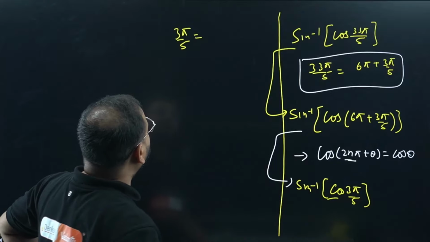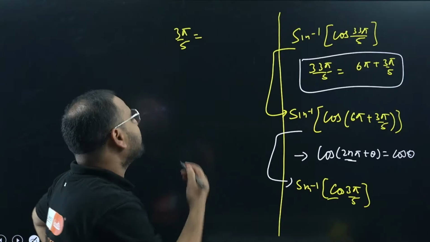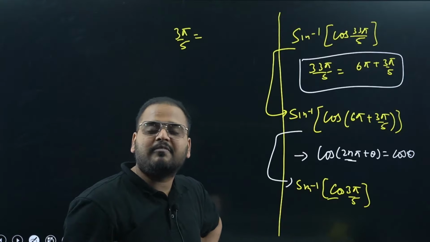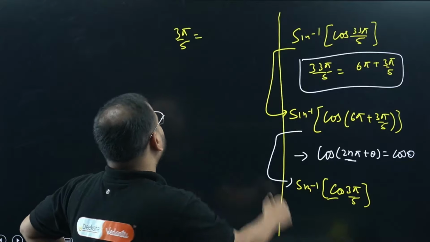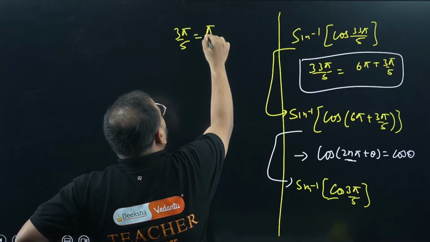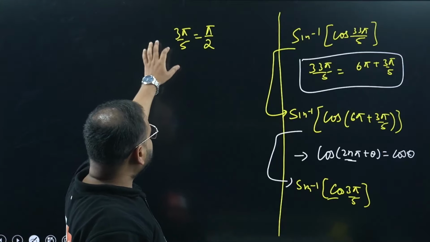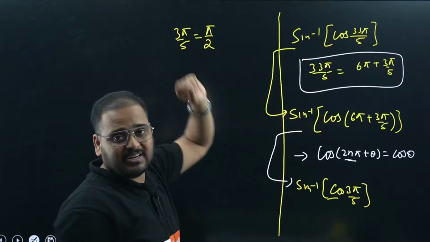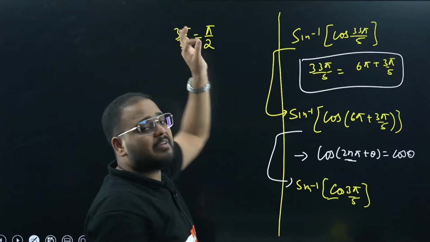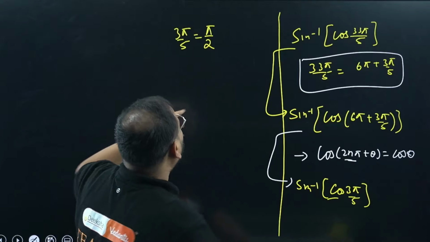3 pi is nothing but 540 degrees, right? So yes, it is more than pi by 2, correct? Pi is 180 degrees, into 3 will be 540 degrees, by 5 will be more than 100, and pi by 2 is 90. So obviously greater than 90. Means I have to add something to pi by 2. Think again. How can we say that, sir? Pi into 3 will be 540 degrees, by 5 will be more than 100 degrees. So I have to add something to pi by 2.